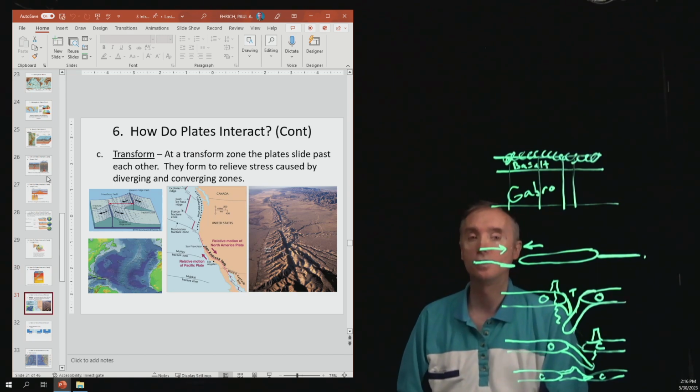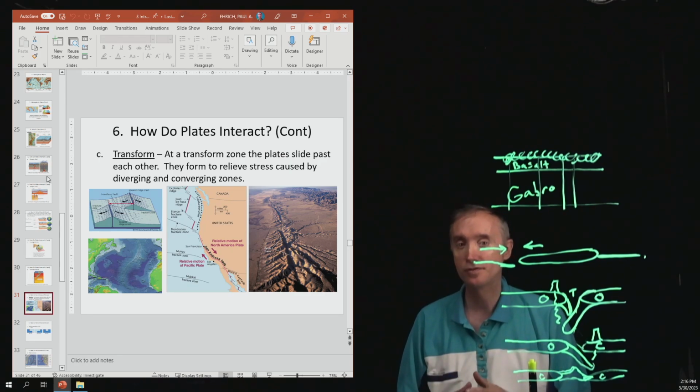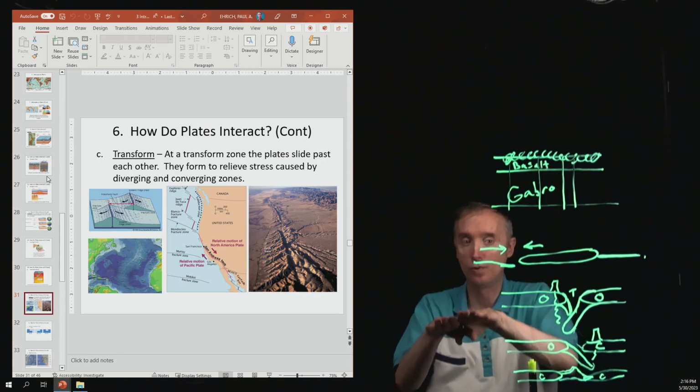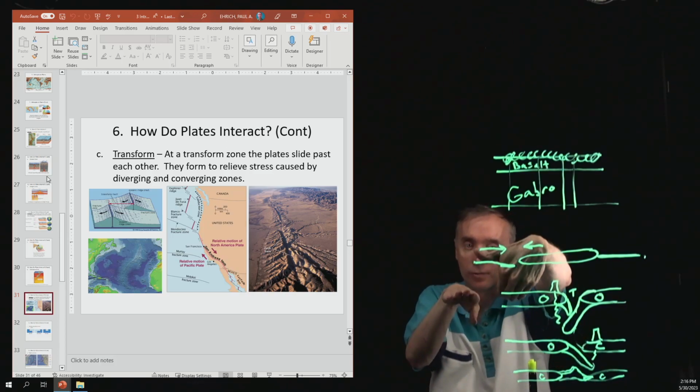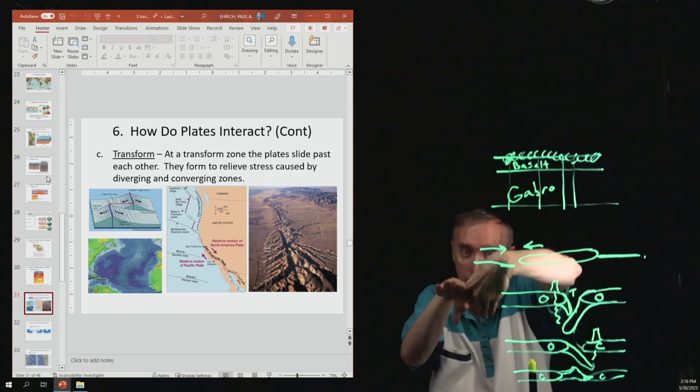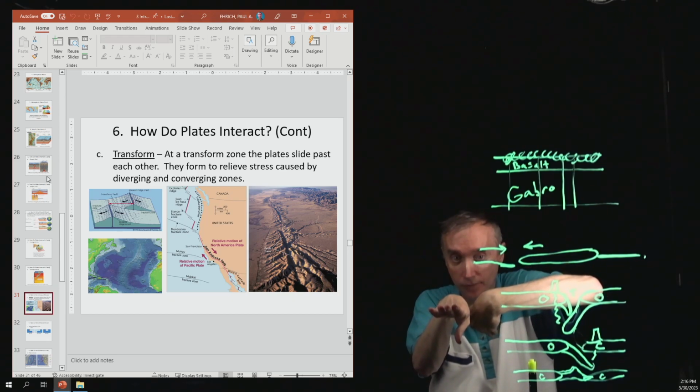Okay, then the last way that these plates can interact with each other is a transform boundary. A transform boundary relieves stress. Whenever you've got one rock that's trying to go this way and another rock that's trying to go this way, they relieve their stress by breaking. And so that's going to make a fault line.